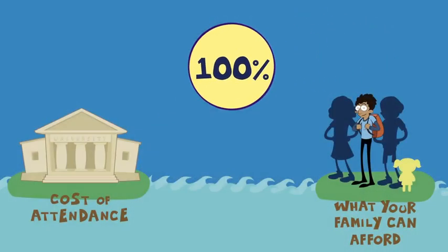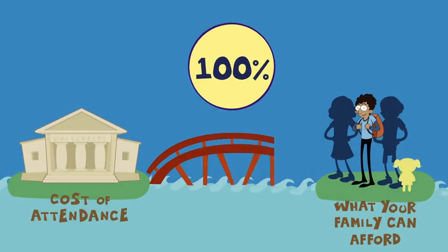When it comes to need, schools have different policies about how much need they will meet. Some schools will meet your full need, meaning that if you are accepted, they will give you funding for the entire amount of financial need as determined by your financial aid application. They will bridge that gap between the cost of attendance and what your family can afford to pay.